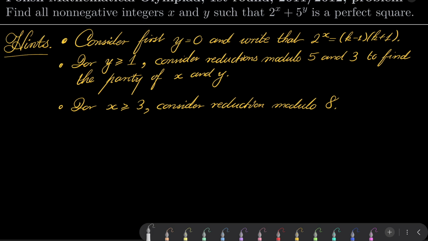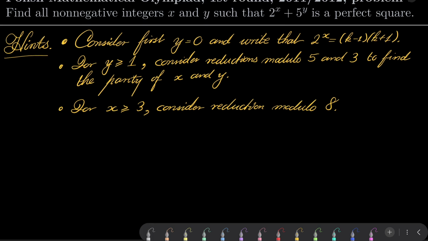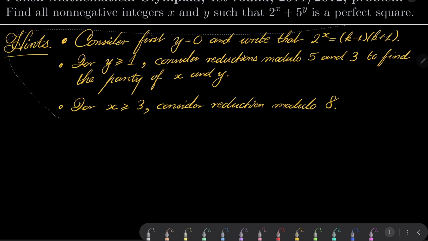Consider x equals 0 and x equals 2 separately. And for x greater than or equal to 3, consider reduction modulo 8. And that should be enough. So give this problem a try.